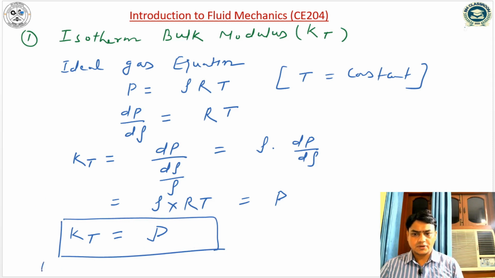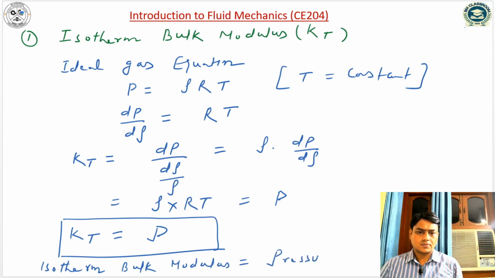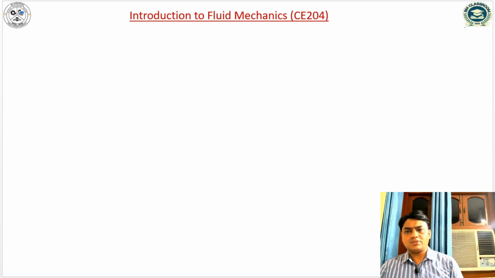We can write isothermal bulk modulus is equal to pressure. Similarly, the second condition, that is adiabatic bulk modulus.